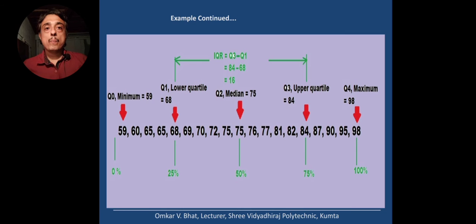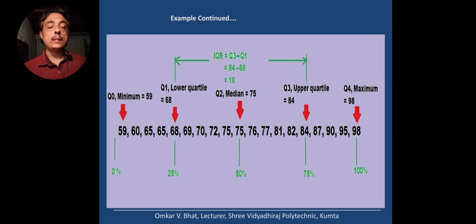See, first minimum and maximum are calculated. See, minimum is called as quartile 0. So in this example, minimum data is 59. Minimum value of data is 59. So quartile Q0 is 59. And maximum value of data is 98. That is quartile Q4 is 98.